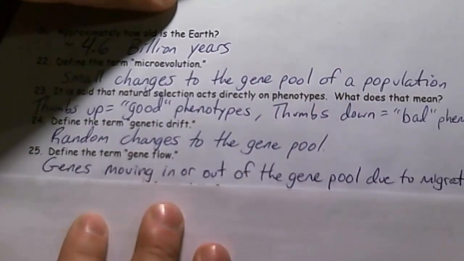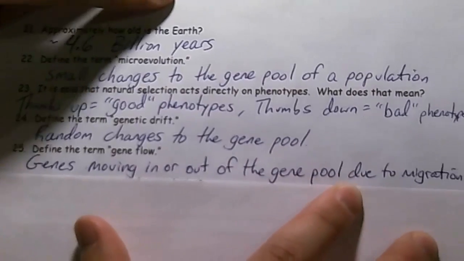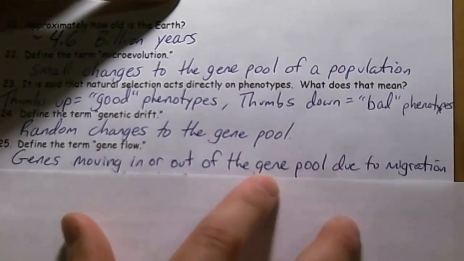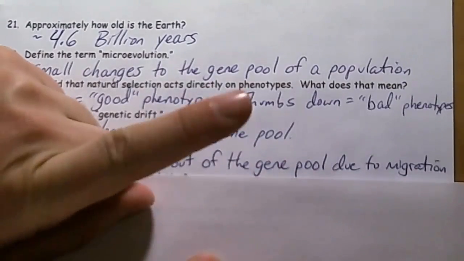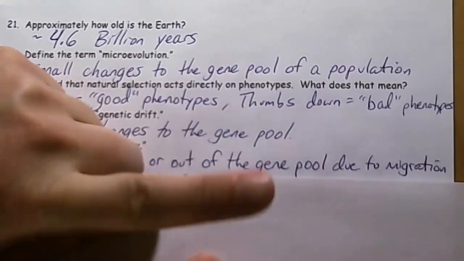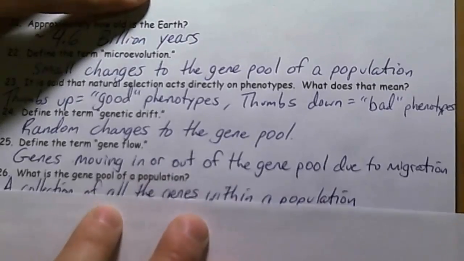Define the term gene flow. Well, that's where genes can move in and out of the population due to migration. So if genes are moving in and out, that is easily changing the gene pool. We assign the pointer finger for that movement. The pointer finger means movement, migration, gene flow.